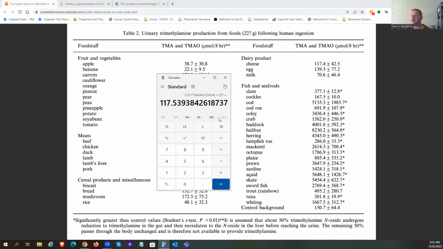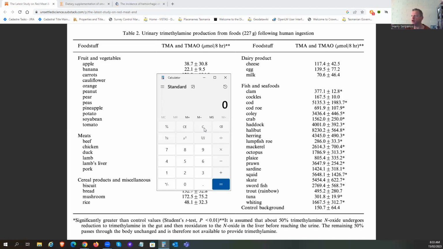That's about 118. That's not even a serving. A serving is 170. So even if a British person was doing 170 of cod, a serving, which is basically 6 ounces, they'd still be getting more TMA than the actual Japanese person consuming 2 kilos. Okay? 2 kilograms times 2.2. We're talking about 4.4 pounds of tuna.